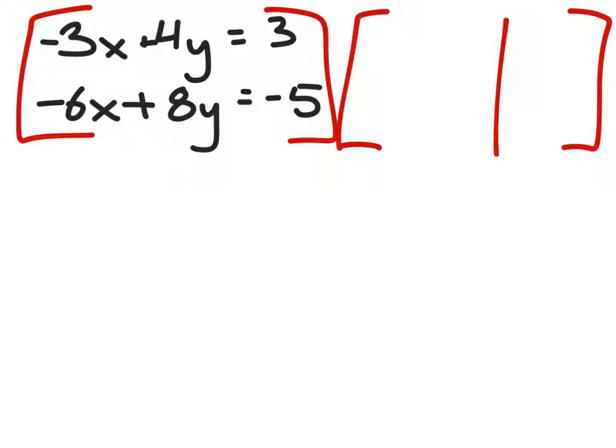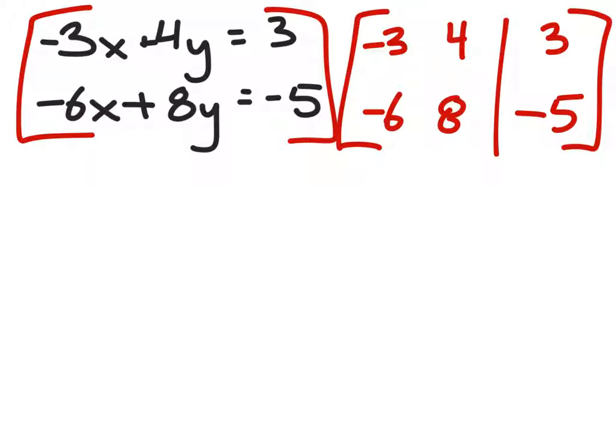So we have the x column. We got a negative 3 in the x column for that first. It's the coefficient of x, coefficient of y, and then the answer. In the bottom equation, we have the coefficient of x, coefficient of y, and the answer. Look, if you hate matrices, just write the augmented matrix and then do whatever method you want.